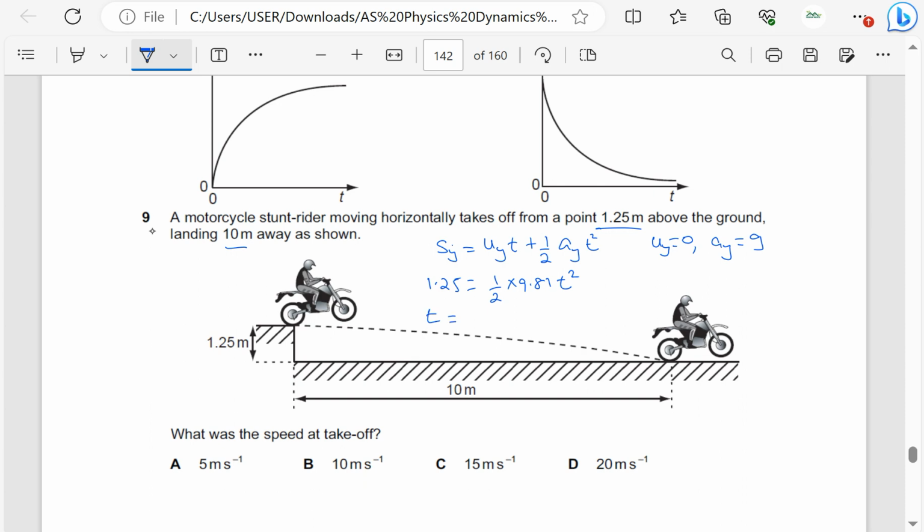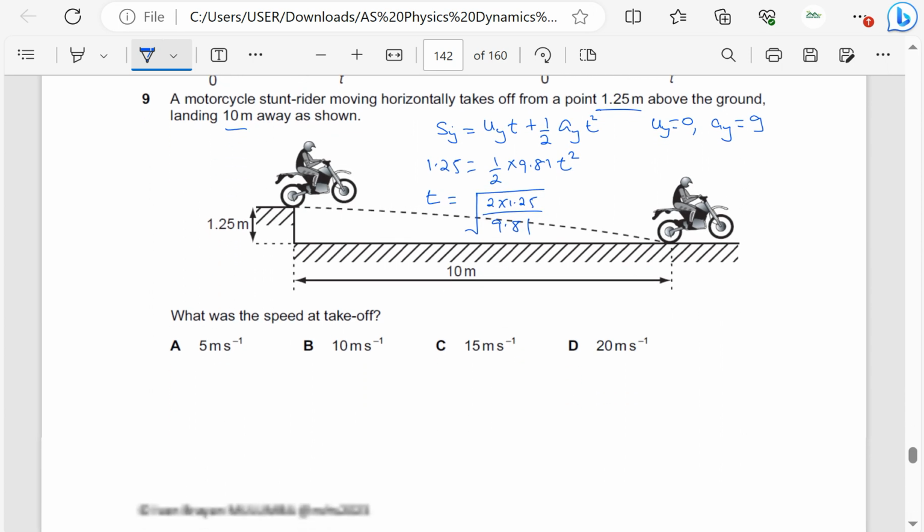So this gives us t as the square root of 2 times 1.25 divided by 9.81. That is t. Now I want the speed at takeoff. So I'm going to consider horizontal motion, and I'll use s in the horizontal. So s in the x, meaning s in the horizontal, is equal to initial velocity in the horizontal times t plus a half acceleration in the horizontal times t squared.